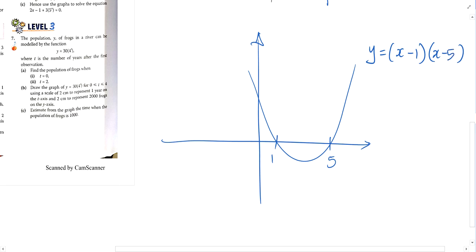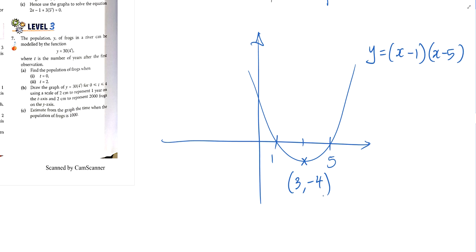Okay. What is the minimum point over here? X coordinate. 3. Good. What is the y coordinate? How much? Negative 4. Anybody needs me to explain why or not? No? Okay, so this is the graph of y equals to x minus 1, x minus 5.